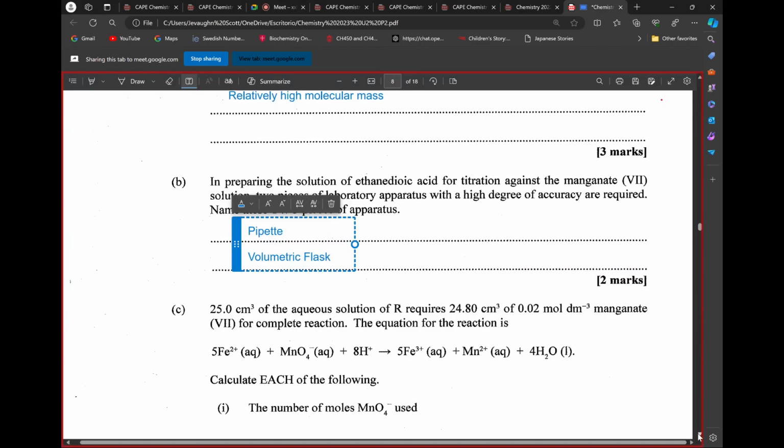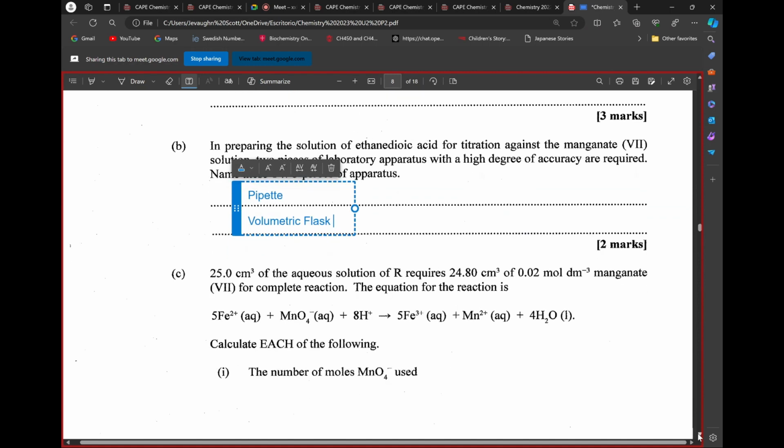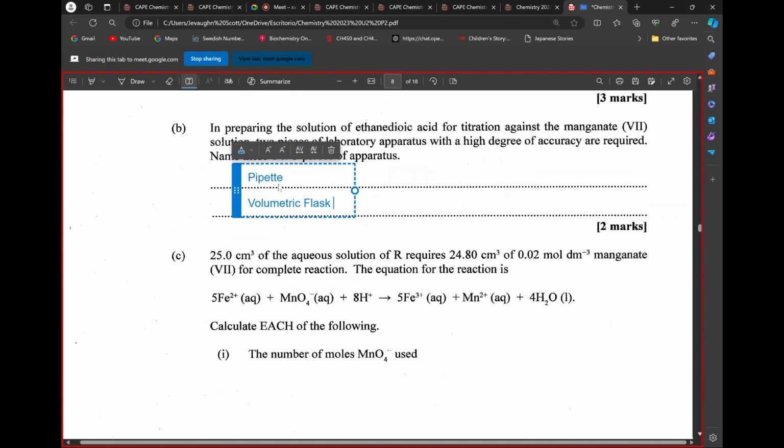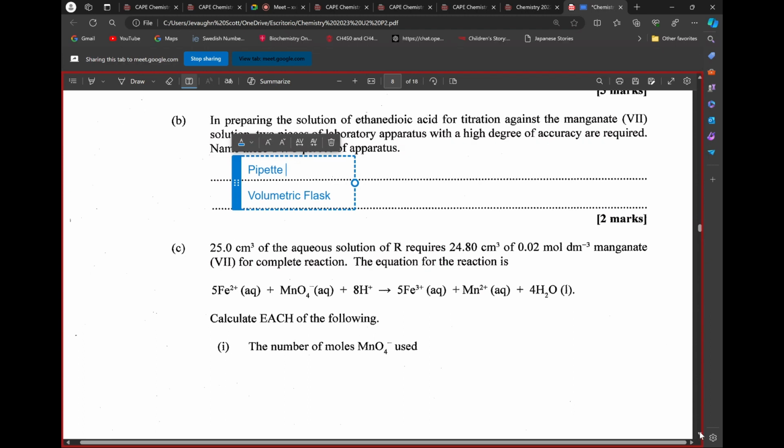I would remember the answers for these because I have labs every single week, 3 labs a week. So we prepare primary standards all the time. We standardize all the time. So generally we use the pipette in order to measure specifically the volume that we're going to be using, in order to mix into our volumetric flask.